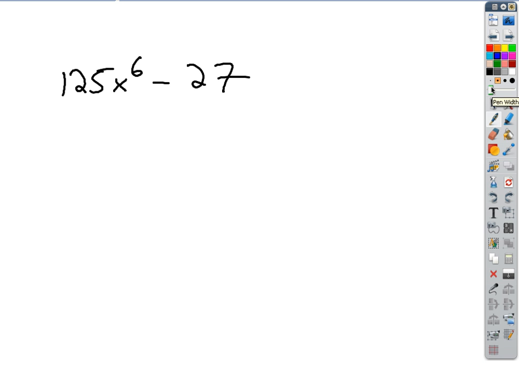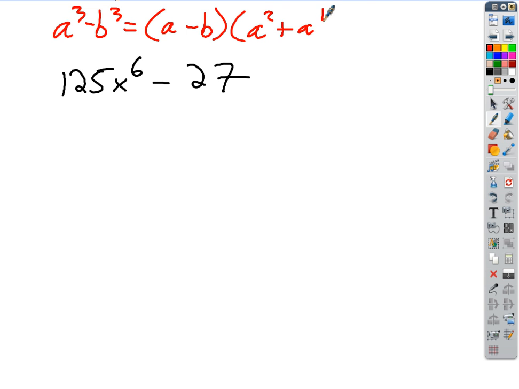All right, so we're going to write that. Now, remind me real quick, what is our difference of cubes pattern? A cubed minus B cubed was what? A minus B times A squared plus AB plus B squared. Okay, there's the pattern.